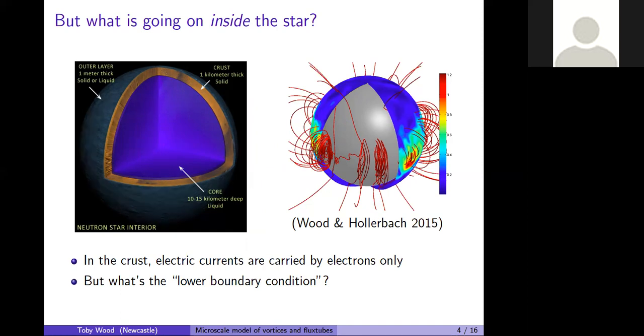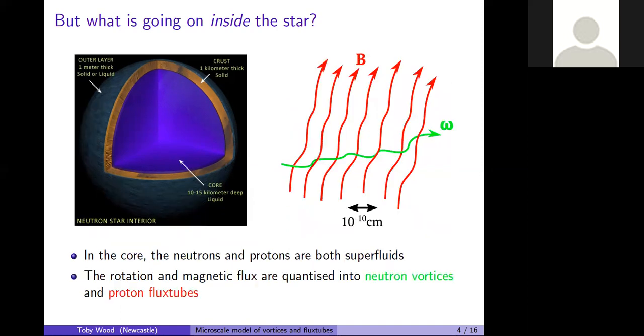So I've worked on this problem a little bit. And the problem that you have is that if you want to just model the crust in isolation, then you have to relegate the rest of the star to just some kind of lower boundary condition. And we know that in reality, the core of the star is not just a boundary condition, it's a whole problem in its own right. So I've been trying to understand what's going on in the core and how we might be able to model that.